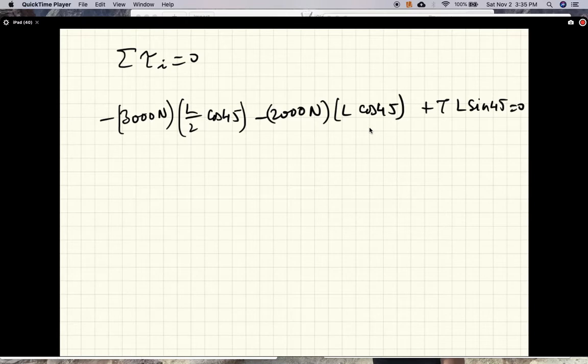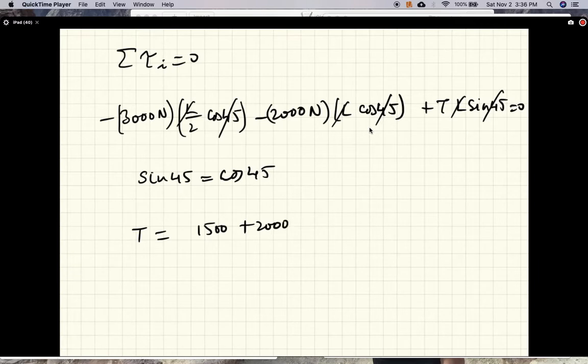Now sine 45 is equal to cosine 45, so all these terms drop off. And L is a common factor, so L drops off. So what we have is tension is equal to, this is 3000 by 2, so 1500 plus 2000, equal to 3500 newtons.